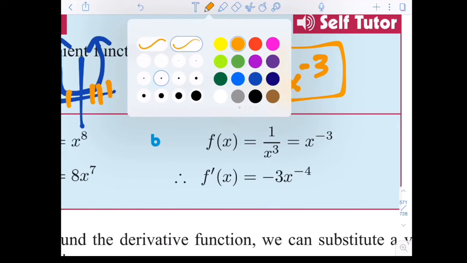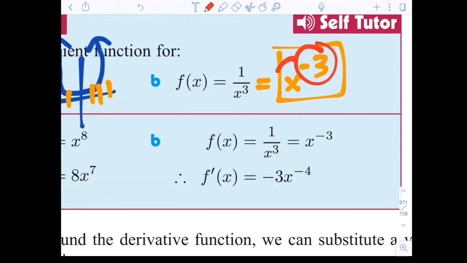The reason is that it's a lot easier to find the derivative, because I take -3 and multiply by the number out front. -3 times 1 is -3. That's where we get the front from. x stays as x, and then we lose one from the exponent. So it was -3, and I take one away. That's where we get this -4.